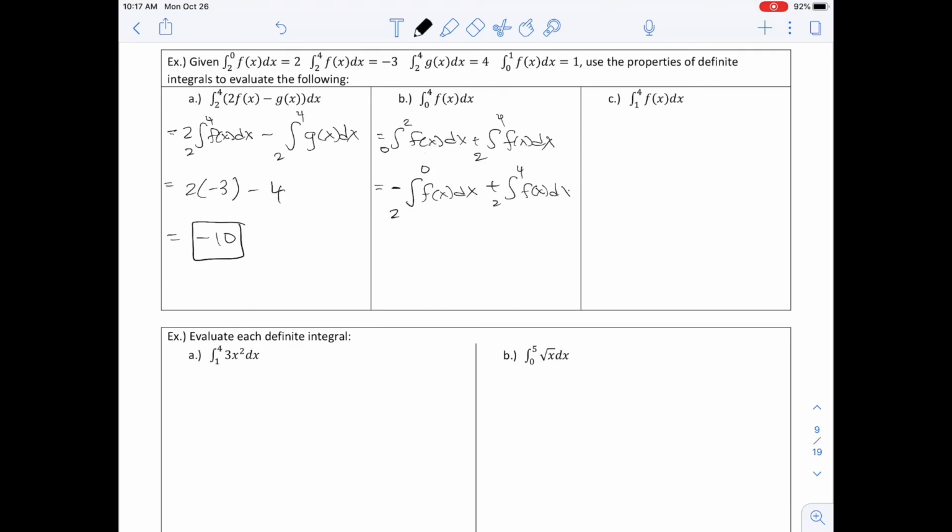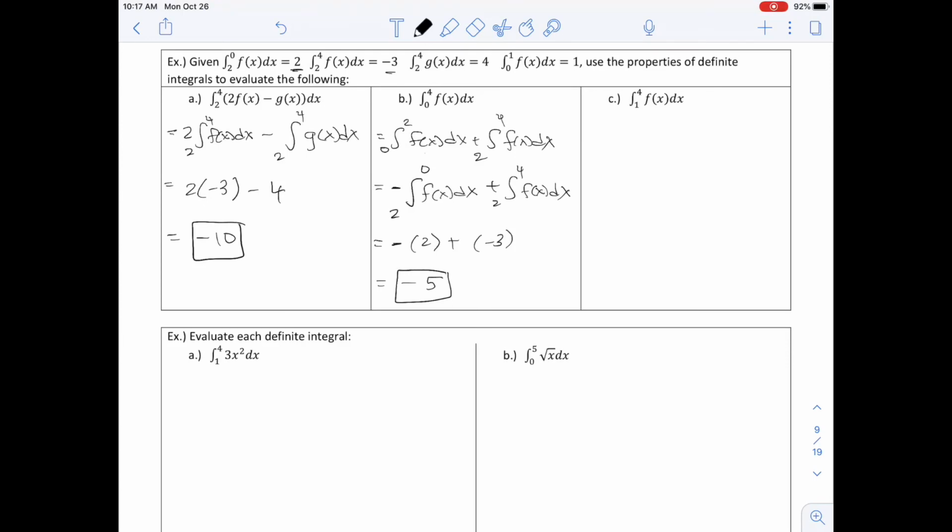And now I can use the values up above. So it's negative, from 2 to 0, my value is 2, plus, and then from 2 to 4, the value that we have is negative 3. So this works out to be negative 5.